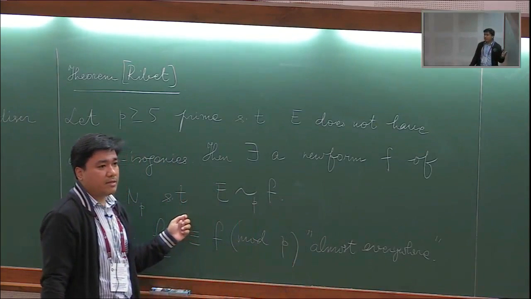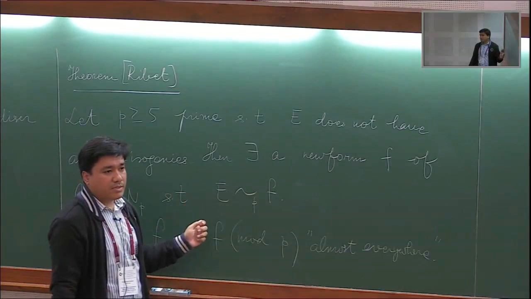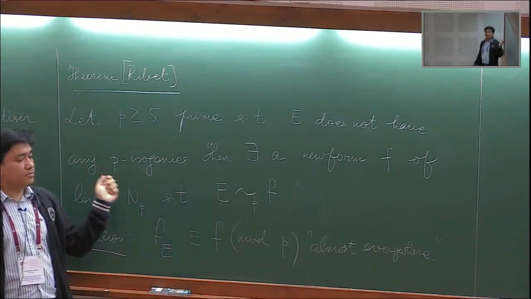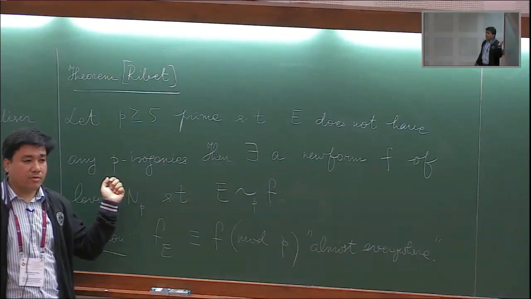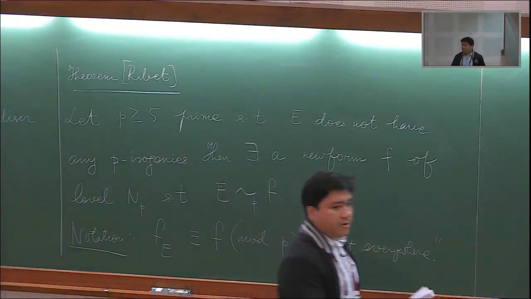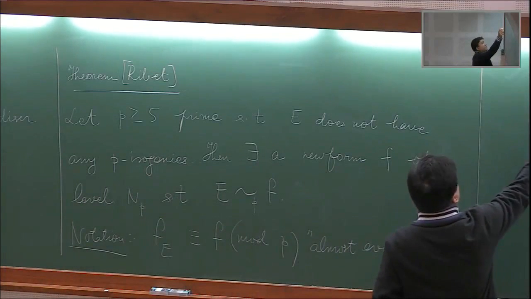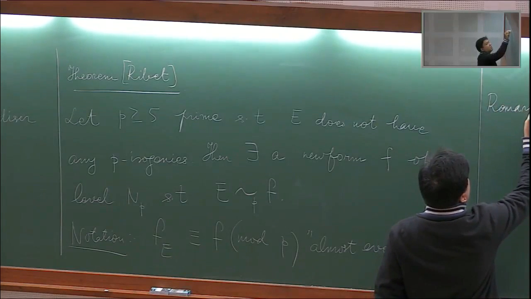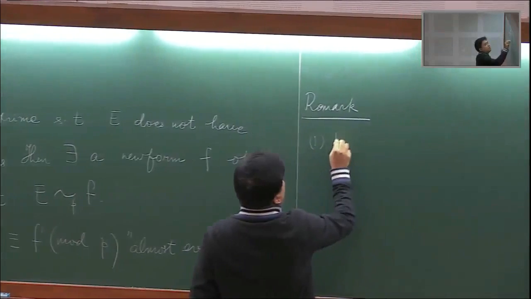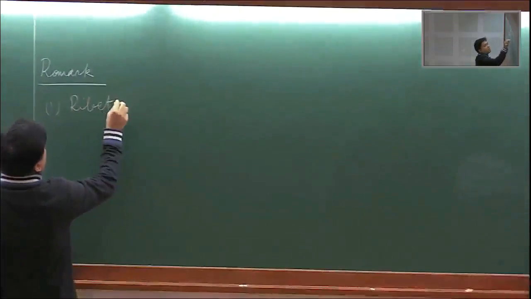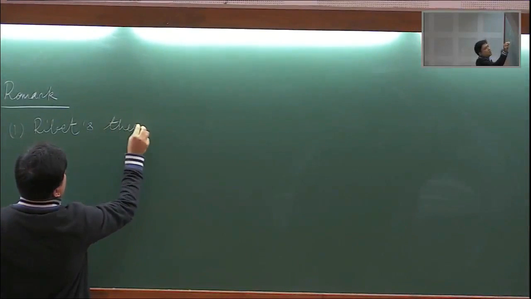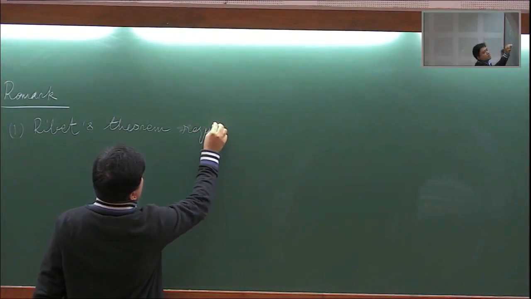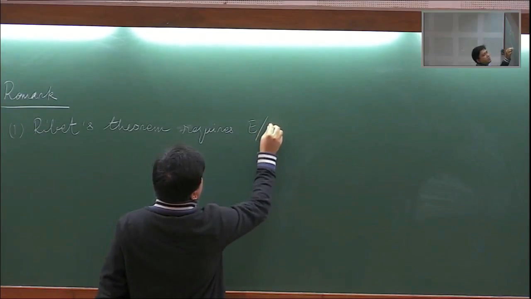For p squared, we can have a version of Ribet's level lowering. But you need some more conditions other than just having an irreducible mod p Galois representation. Okay? For p squared there is. So the remark is that Ribet's theorem requires E over Q modular.